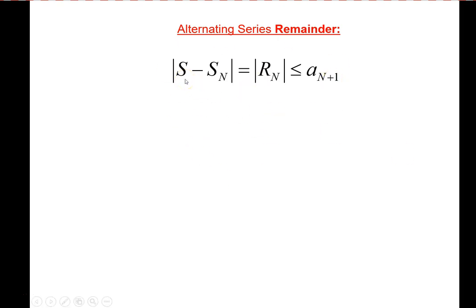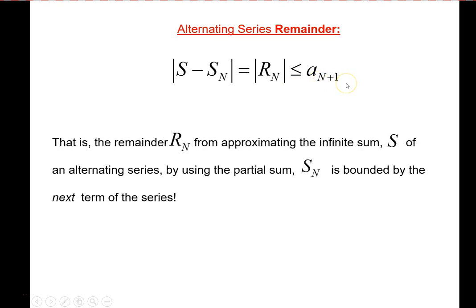S is the infinite sum. S sub n is the partial sum. So I have the infinite sum of a series, and then I have its partial sum. So let's say I only add up the first 15 terms. The difference between the actual infinite sum and the partial sum would be what we call the remainder of the infinite series. So the absolute value of this remainder is always bounded by the n plus 1 term that I stop on. Here's what I just said again in words.